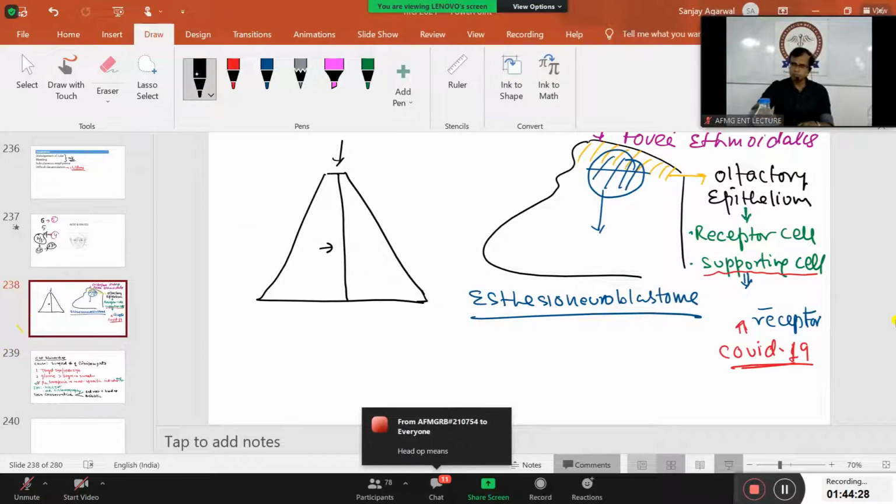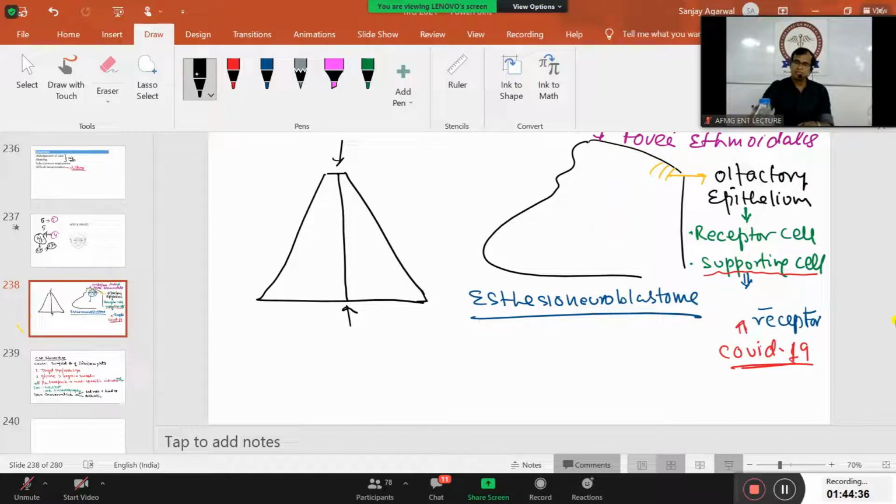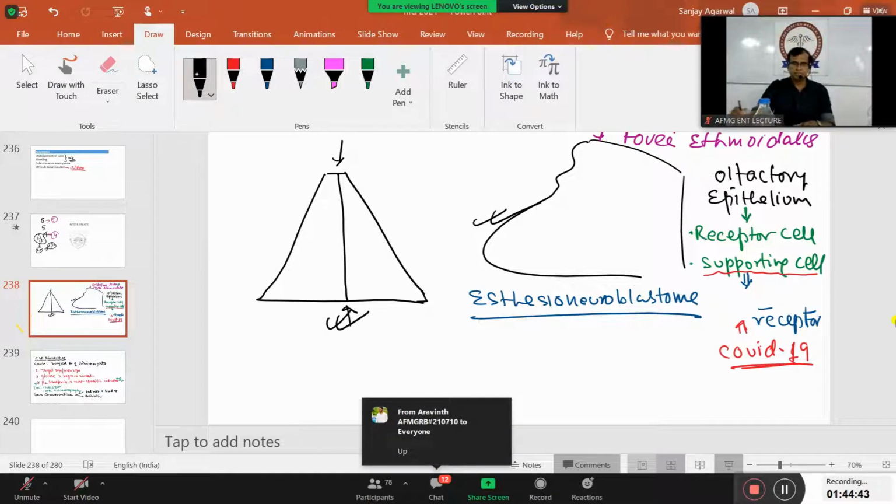What is the medial wall? Septum. Medial wall is septum. Side से ऐसे लगता है. Septum from the side looks like this. From the front it looks like this. From the side.